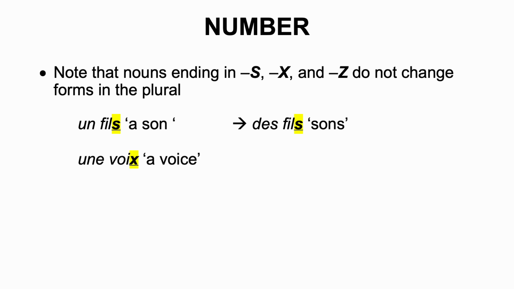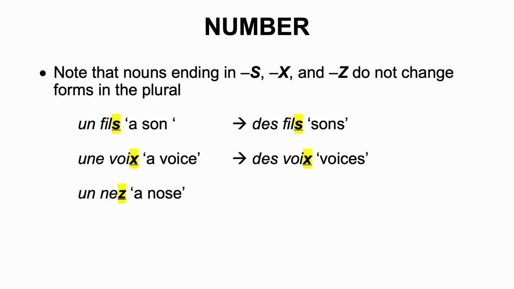Same thing for une voix. Repeat, une voix, a voice. It ends with an X, so in the plural, it will be des voix. Repeat, des voix. Voices. You do not have to add anything else. Finally, un nez. Repeat, un nez. A nose will not change in the plural either. You will write and say des nez. Noses.